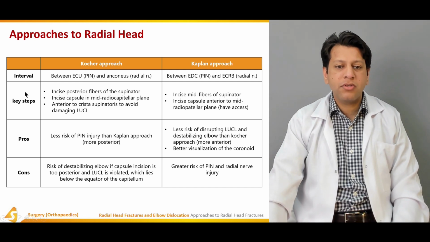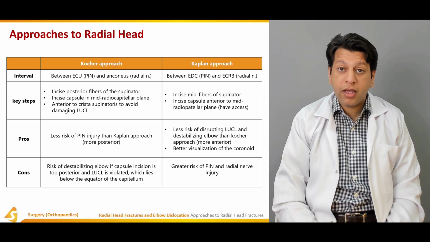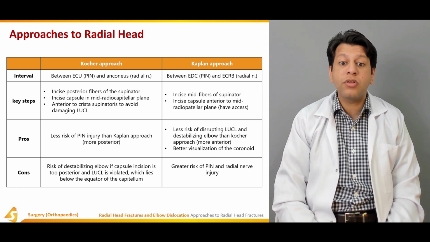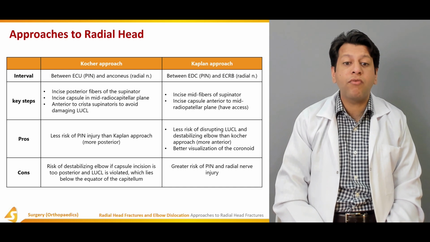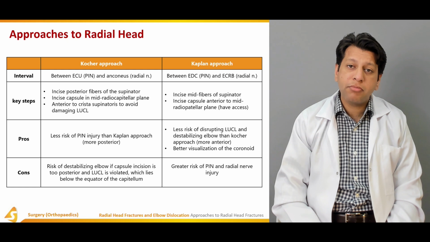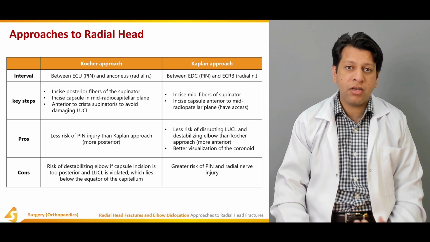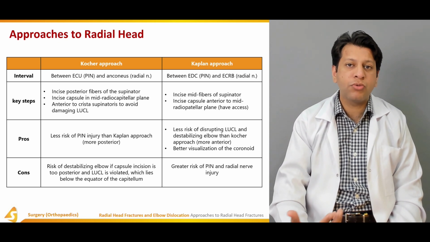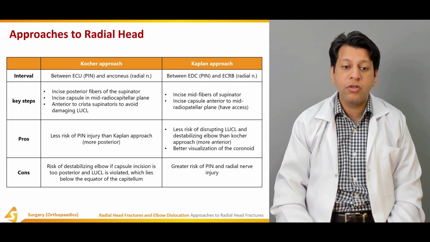What are the key steps in the Kocher approach? We have to incise the posterior fibers of the supinator, then incise the capsule in the mid-radiocapitellar plane, anterior to the crista supinatoris, to avoid damaging the lateral ulnar collateral ligament. Why is it important? The lateral ulnar collateral ligament is the main stabilizer, in terms of ligaments present on the elbow joint, to valgus stress or valgus dislocation of the elbow.